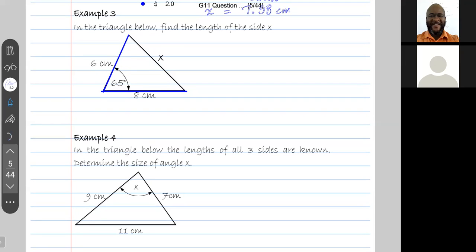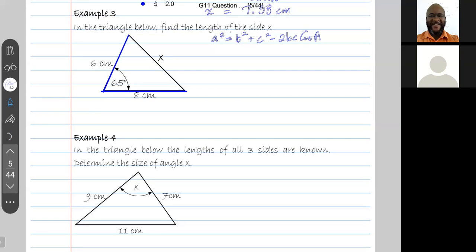Ladies, gentlemen, if you're given the length of two sides of a non-right angle triangle and the inclusive angle, and you want to find the length of the third side, that is a condition for applying the cosine rule. The cosine rule says a squared is equal to b squared plus c squared minus 2bc cosine A.